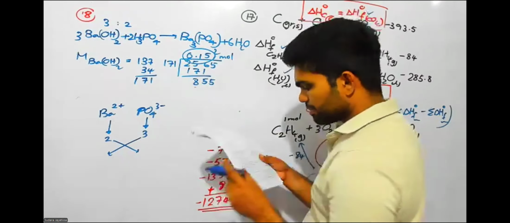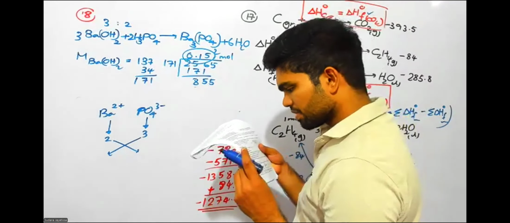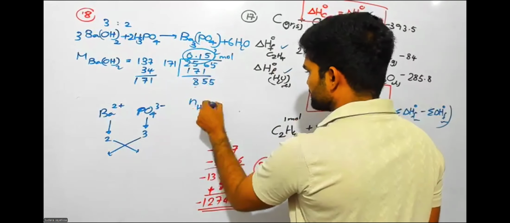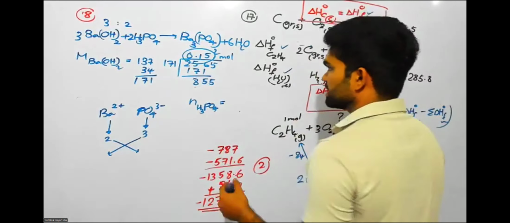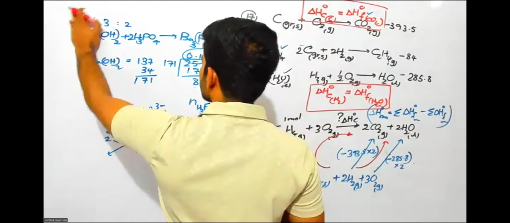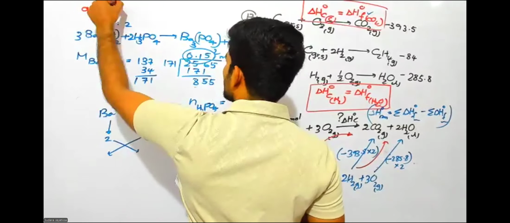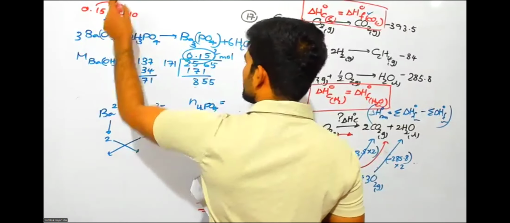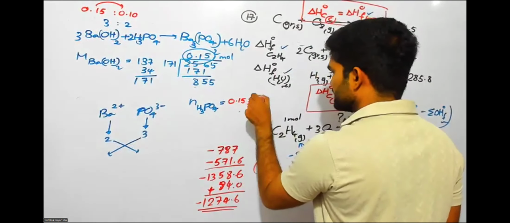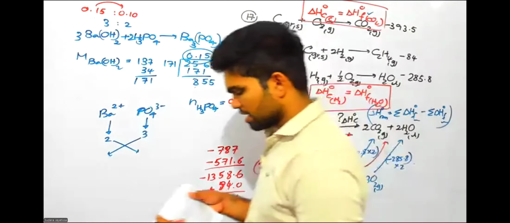Now they are asking the number of moles of what? Phosphoric acid. So moles of H3PO4. Here it is very simple. If this one is 0.15, this one is going to be what? 3:2 ratio, 0.10. So divide by the given stoichiometry 3, multiply by the required stoichiometry 2, 0.10. Answer is 4.